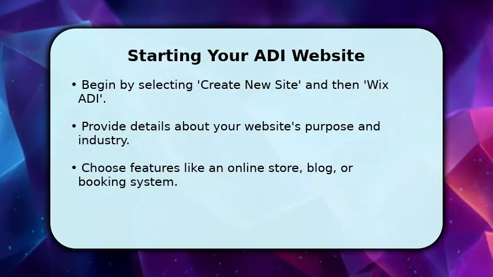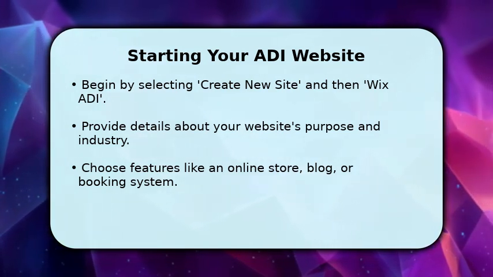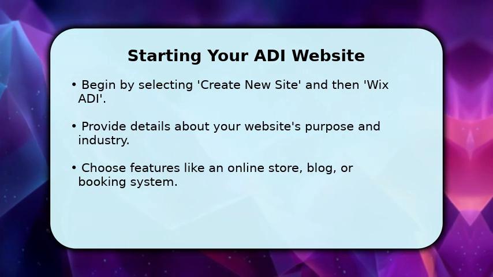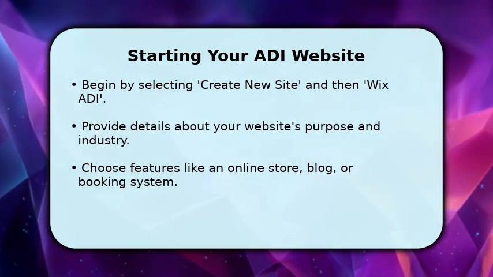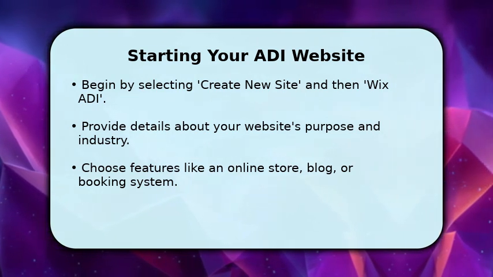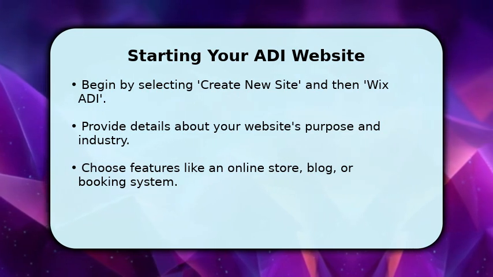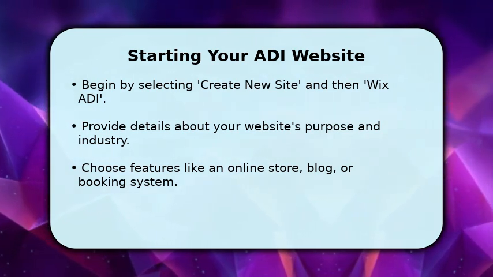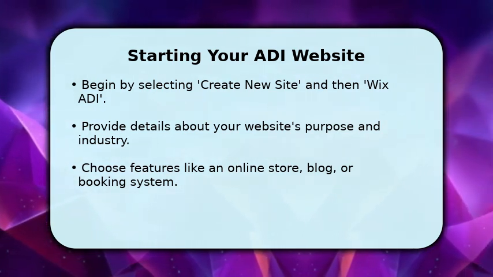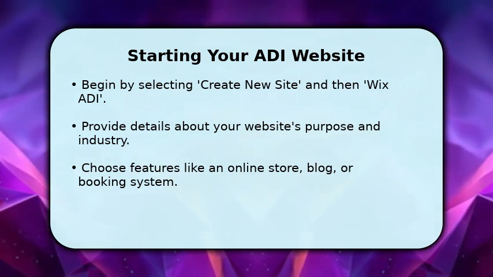To begin your Wix ADI journey, navigate to the Wix platform and choose the option to create new site, then select Wix ADI. The system will prompt you to input key information about your website's purpose, such as whether it's for a business, portfolio, or event. You'll also specify desired features, like an online store or a blog. Finally, pick a design style that resonates with your vision, and Wix ADI will start building your site.